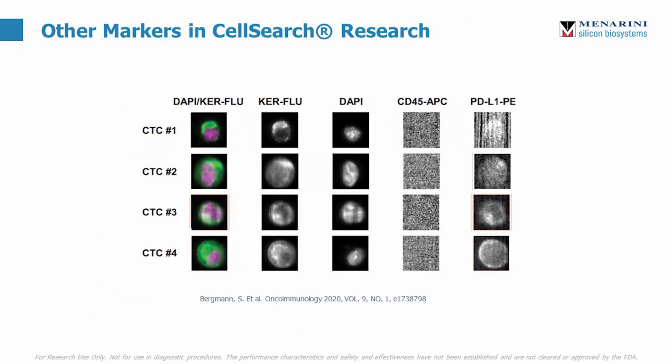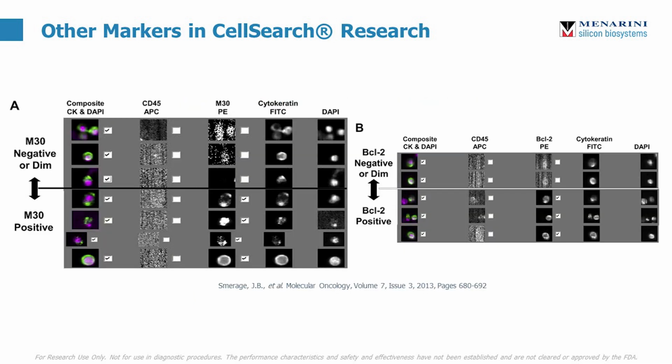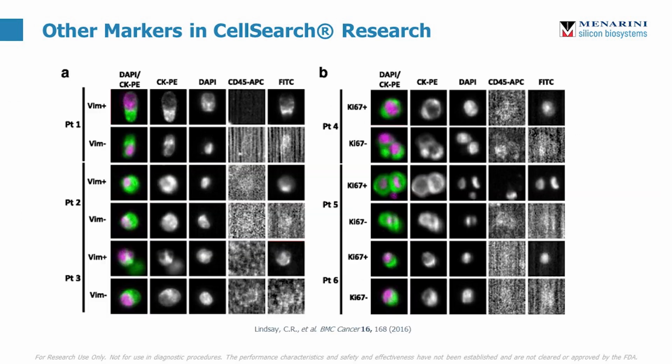Here's a few other examples of other groups who have been using the CellSearch system and CTC kit to evaluate other markers as well. Shown here is a study using PD-L1 markers for cells from patients with advanced urothelial carcinoma. In this study, CTCs from patients with metastatic breast cancer were characterized using an M30 apoptosis marker and apoptosis regulator BCL2. Here too, you can see the importance of establishing cutoffs to determine what is considered positive. And here's a paper that looked at Vimentin expression as a marker for epithelial mesenchymal transition and Ki67 as a proliferation marker in CTCs from patients with advanced castration-resistant prostate cancer.